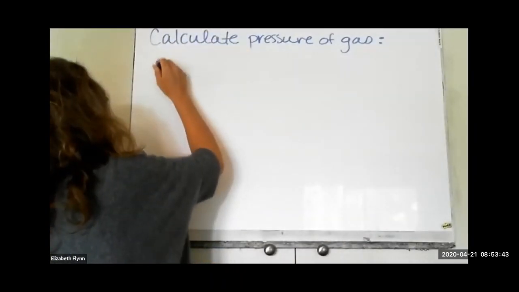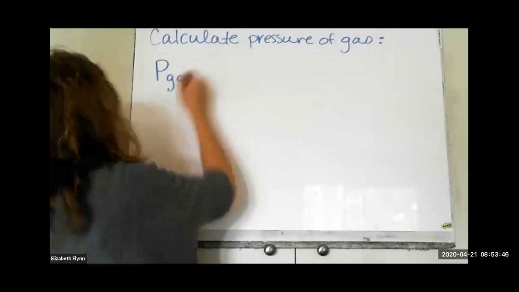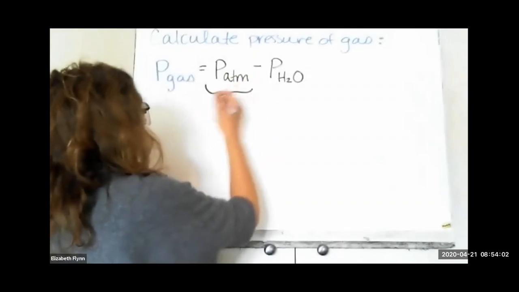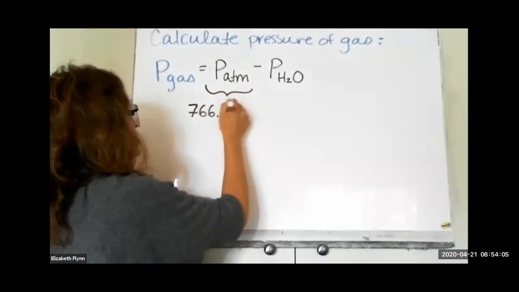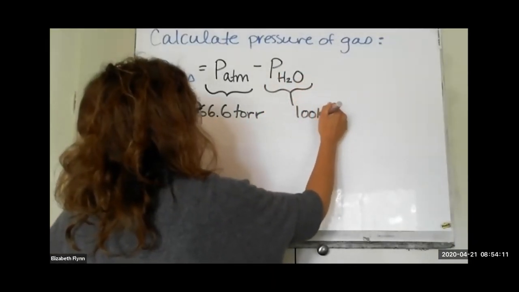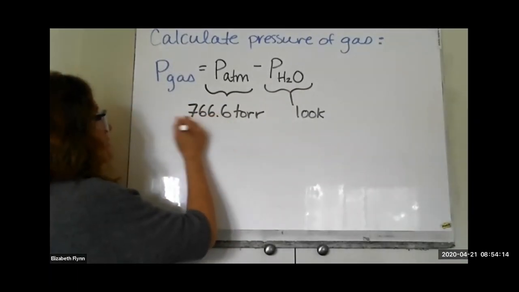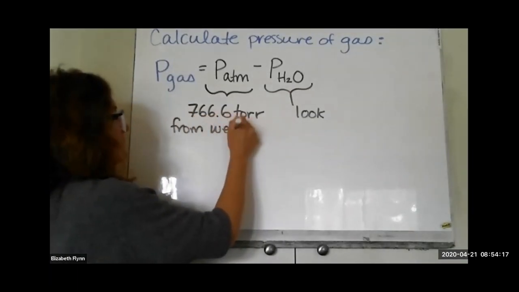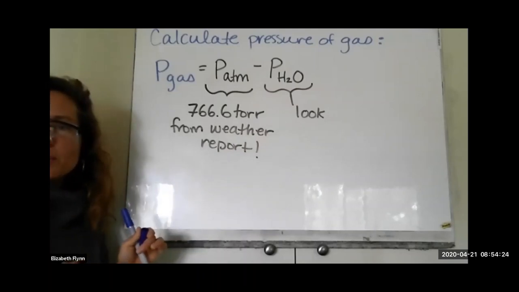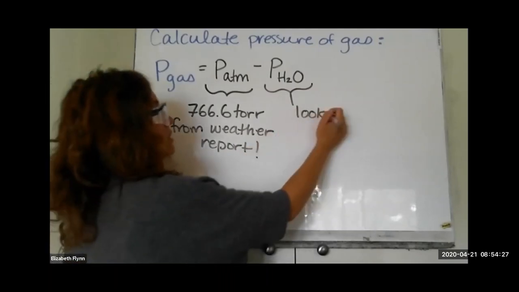So the pressure of the gas is equal to the atmospheric pressure minus the pressure of the water vapor. The atmospheric pressure was 766.6 torr, from the weather report that we got online.